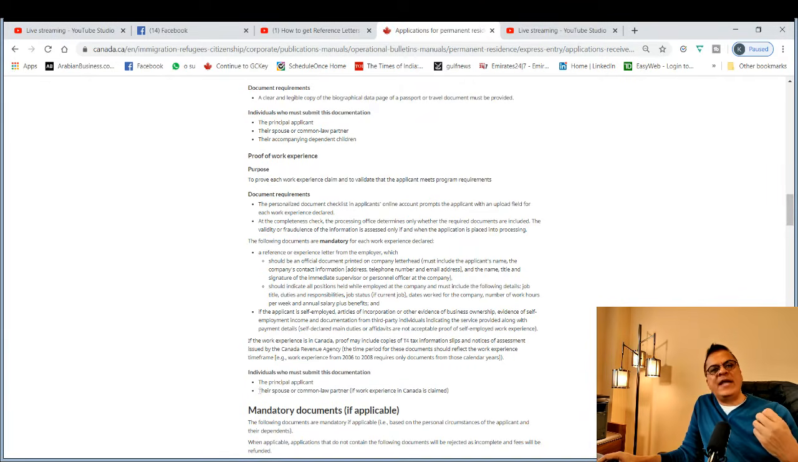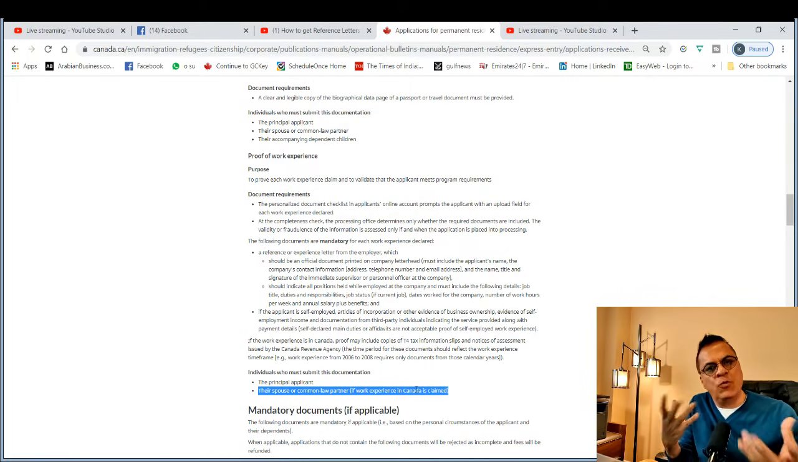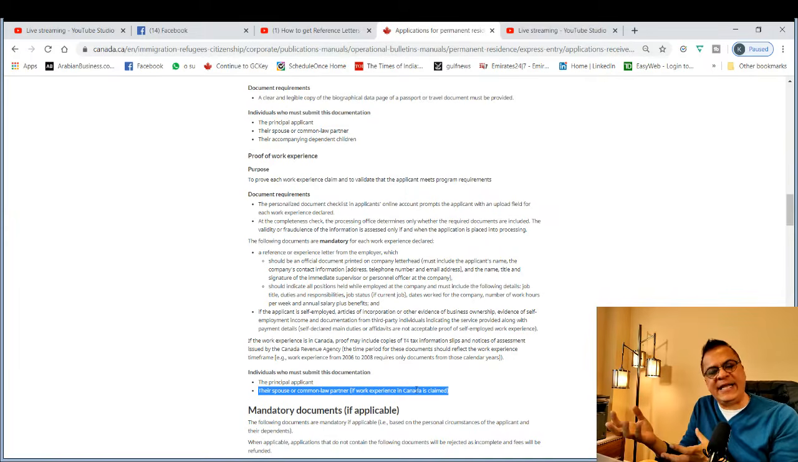And then the next one is extremely important for a lot of people who do not claim spouse work experience. You have to provide this documentation for your spouse or common law partner if work experience in Canada is claimed, because as most of you would already know by now, you can get points only for spouse's work experience if that work experience was in Canada. You do not get points for spouse's foreign work experience. Foreign in this case meaning outside Canada. Clear? I hope this is clear.